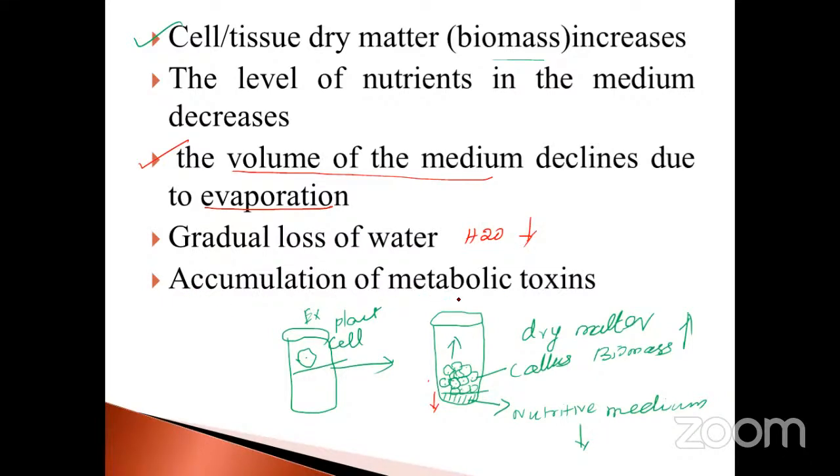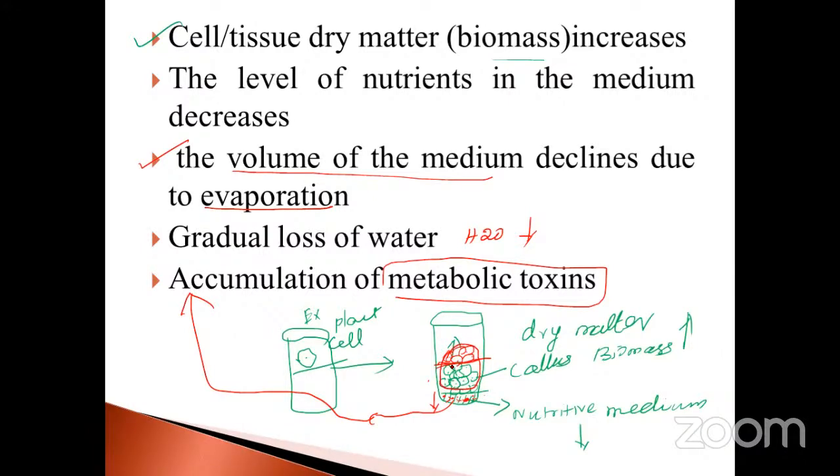Accumulation of metabolic toxin. During cell division, the toxic materials secreted by the plant are stored and deposited in the bottom. The upper portion has only the callus present in it. So this is very, very important.